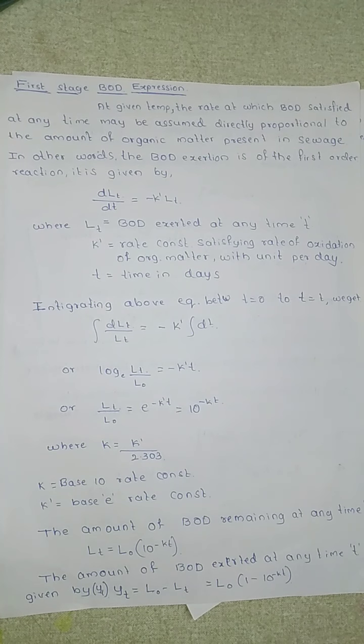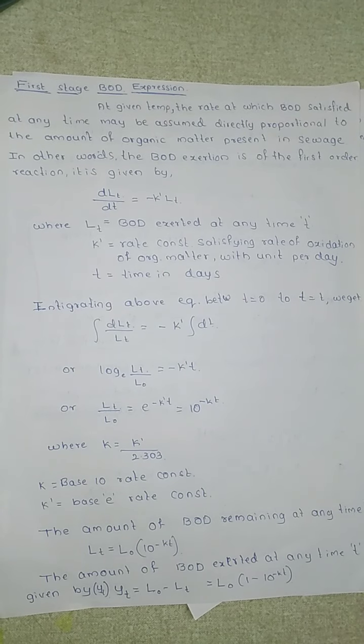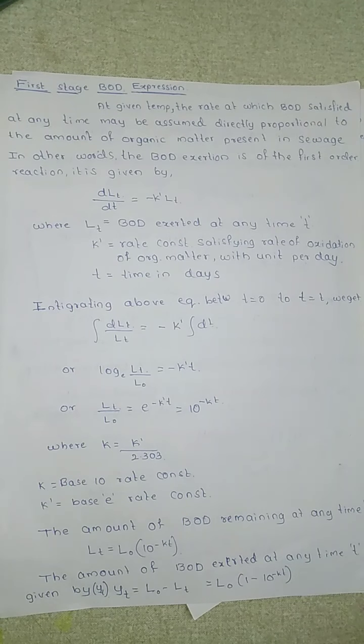As I have told in the previous classes, there are two types of BOD: one is CBOD, the carbonaceous BOD, and the other is the nitrogenous BOD. Now we will directly discuss the first stage BOD expression. Now we will see how the BOD expression can be derived.